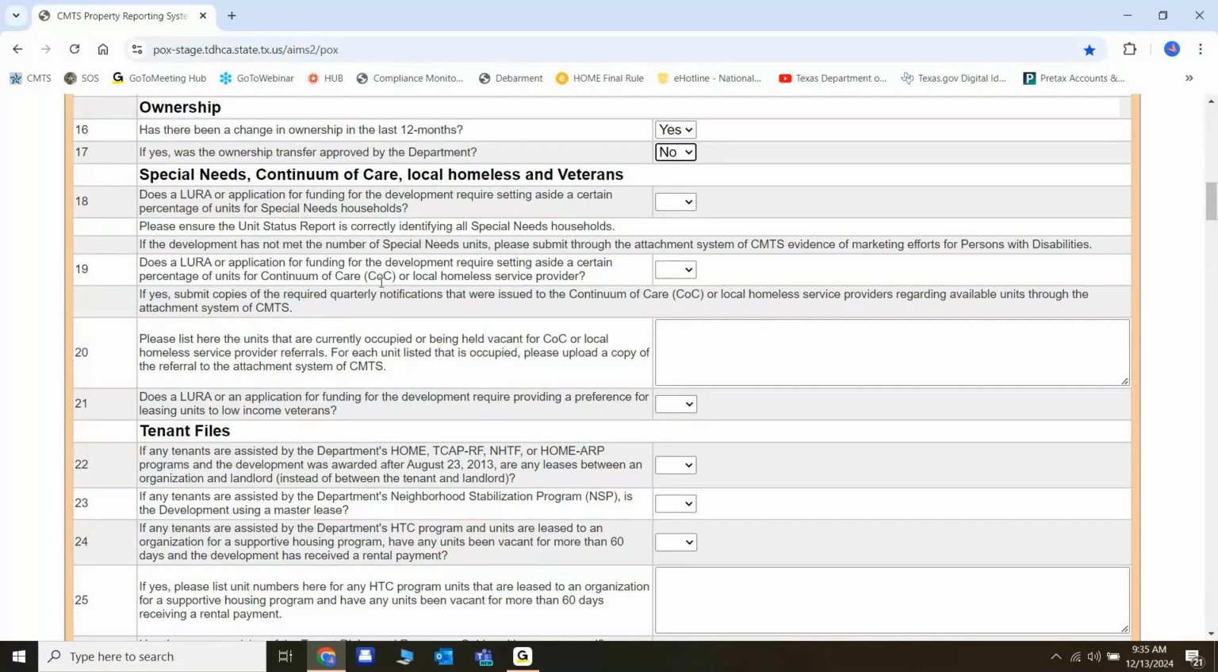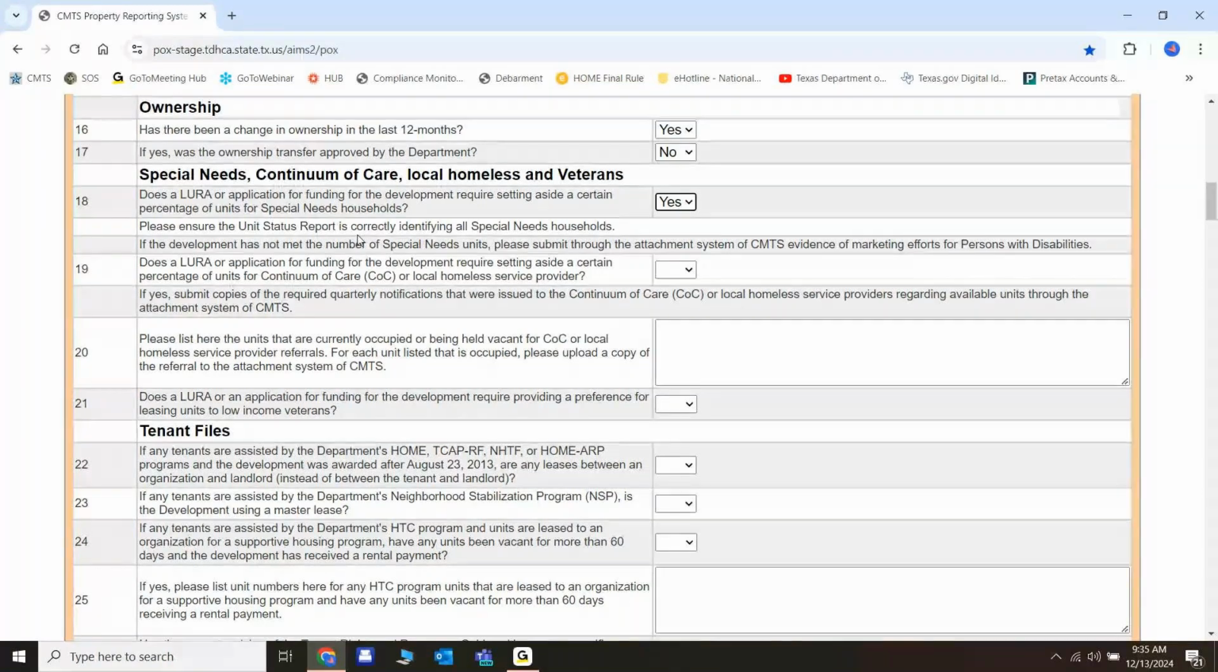So if it's yes, that you have to have them, then you are going to make sure your unit status report is correctly identifying all of your special needs households. So you're going in and you're saying, unit 101, Hammond, it has a special needs household. I'm going to answer yes. Make sure it's there because we're going to check that and say, yep, these are the ones that they indicated are special needs.